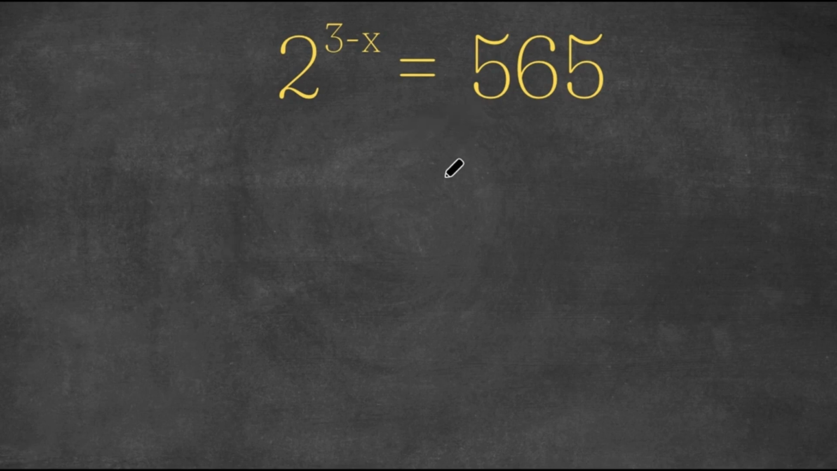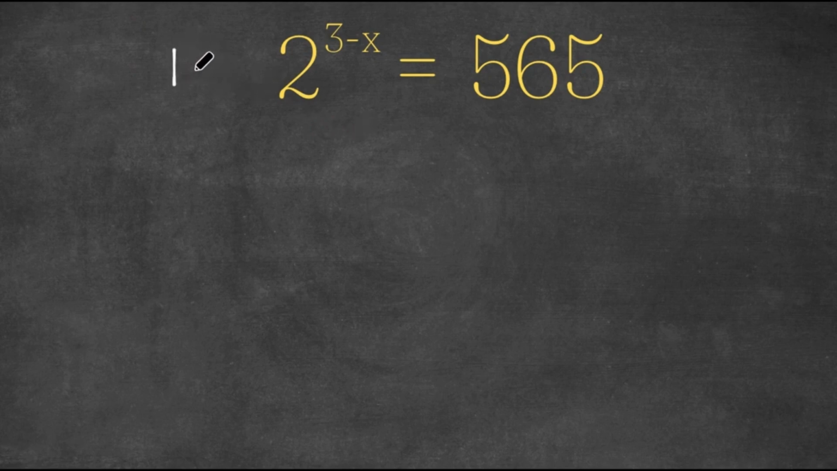In today's video, I'm going to be teaching you guys how to solve this exponential equation. So we have 2 to the power of 3 minus x equals 565. And what I want to do is get rid of this base and keep the exponent. So to cancel out an exponent, what we need to do is take the inverse of the exponent, and the inverse of an exponent is a log.